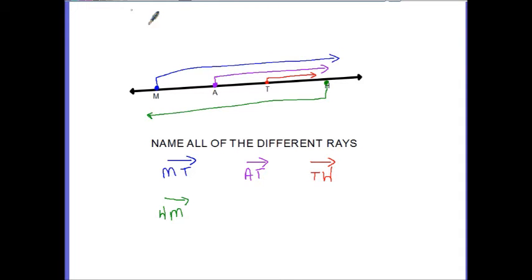Another one is going to start at that T again, but this time it's going to go to the left. I'm going to call that ray TA or ray TM. And last but not least, I can start here at A and go to the left, and I only have one way to name that: ray AM. So the ray symbol always points to the right, always starts with the endpoint, and the second point is merely a directional point.